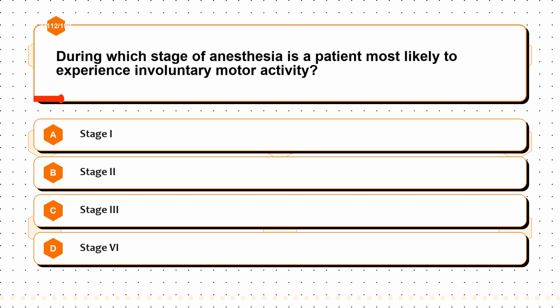Question 112. During which stage of anesthesia is a patient most likely to experience involuntary motor activity? Here are the options. Option A, stage I. Option B, stage Roman II. Option C, stage Roman III. Option D, stage VI.